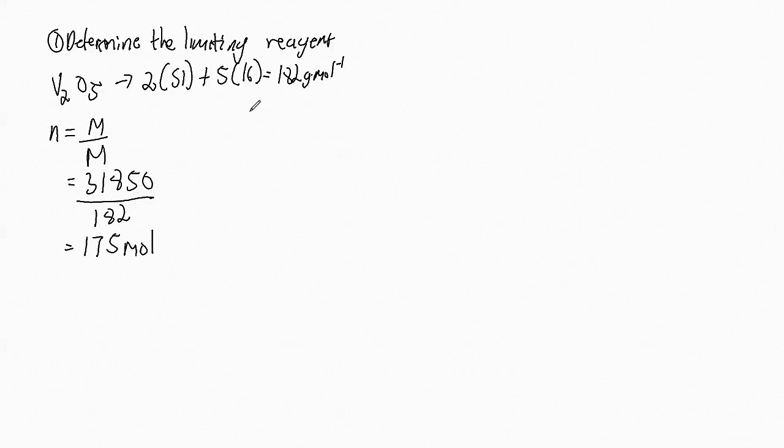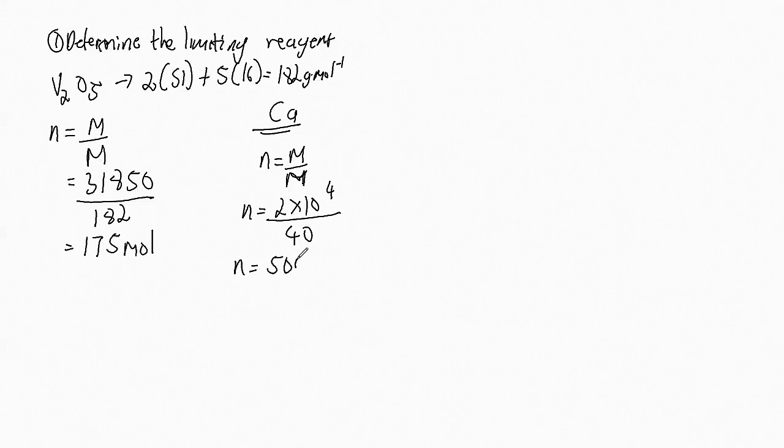Nice. So again, now we're going to calculate for the calcium, and then n is equal to m over the molar mass. The mass we were given is 2 times 10 to the exponent of 4. And then the molar mass of calcium, according to our periodic table, is just 40. If we punch that into our calculator, we end up with 500 mole, right? But then we cannot just conclude that 175 mole of vanadium pentoxide is the limiting reagent based on the fact that it is the smallest number of moles.